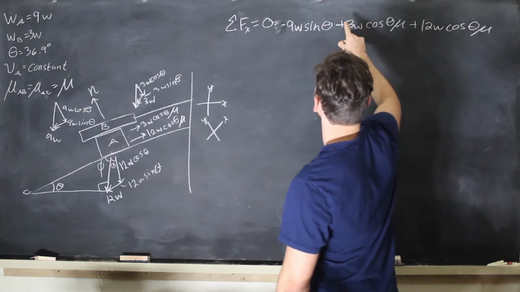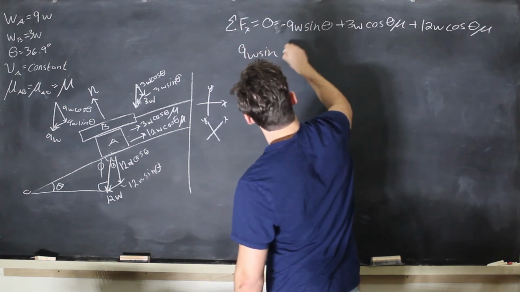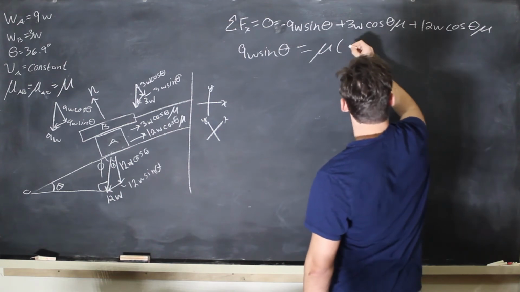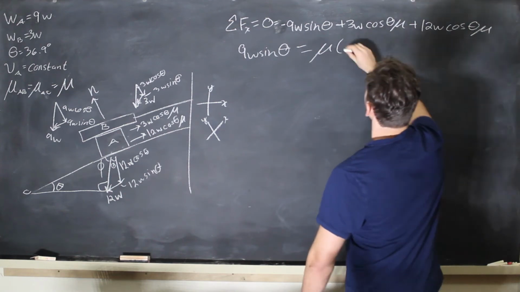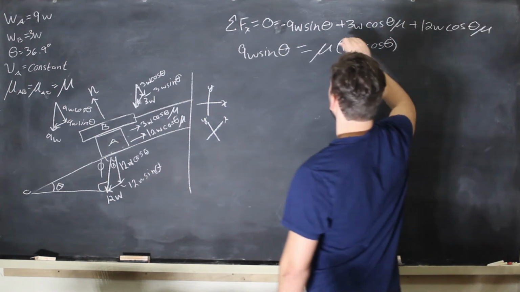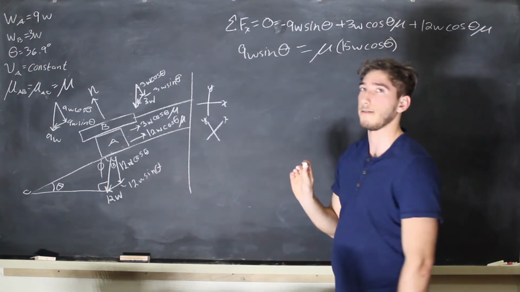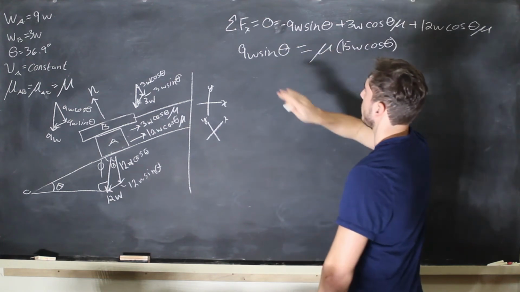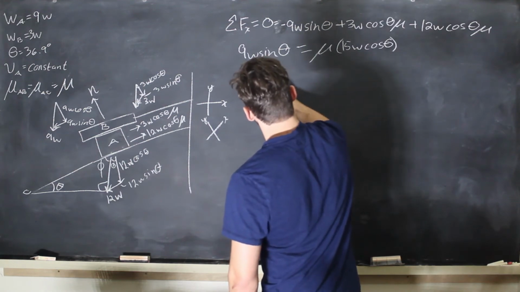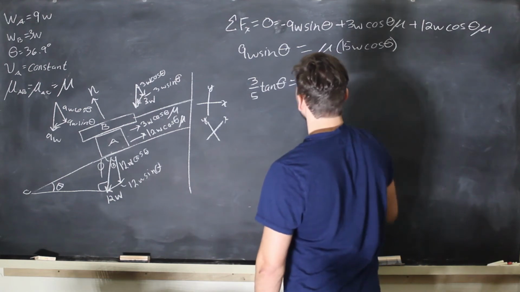We're going to move over 9W sine theta. We're going to have 9W sine theta. And I'm also going to separate the mu, so it's equal to mu times 3W cosine theta plus 12W cosine theta, which is 15W cosine theta. Dividing over, we're going to get 9 over 15, which is 3 over 5, and sine over cosine is tangent, and W over W is 1. So we're going to get 3/5 tan theta is equal to mu.